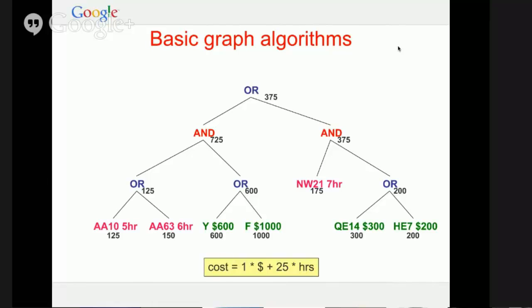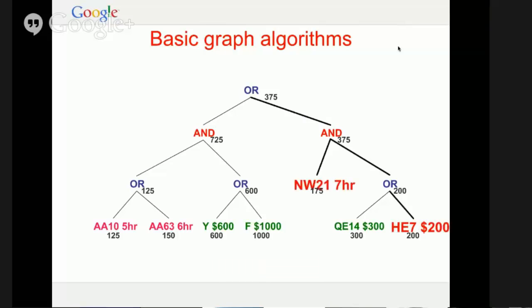So on the left-hand side, the AND is 125 plus 600, that's 725. On the right-hand side is 175 plus 200, that is 375. And at the topmost OR, you apply the same rule. If it's OR, you take the smaller of the two, so you get 375. So that is your smallest price. The basic smallest price you can get is 375.